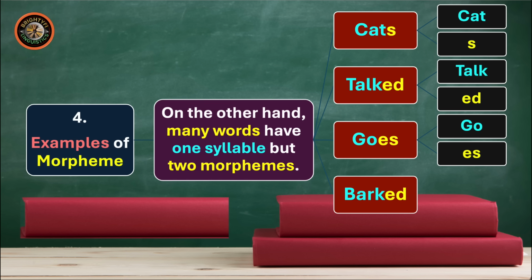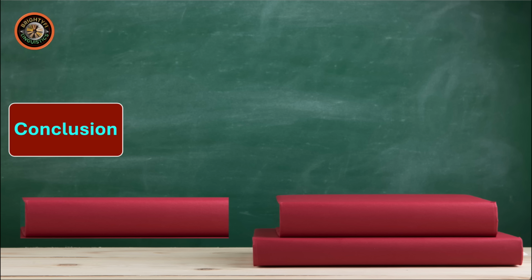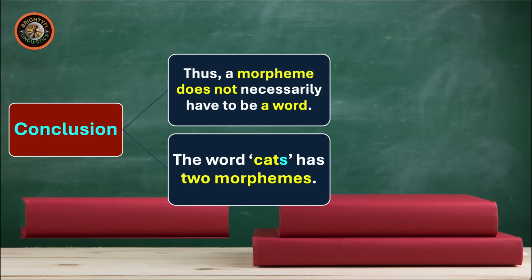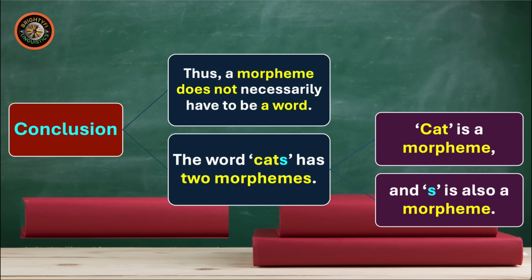Likewise, barked. We have bark, and the next morpheme is ed. Runs. We have run, and then we have s. So what we understand is that many words have 1 syllable, but 2 morphemes. To conclude the whole idea, a morpheme does not necessarily have to be a word. The word cats has 2 morphemes. Cat is a morpheme and s is also a morpheme.